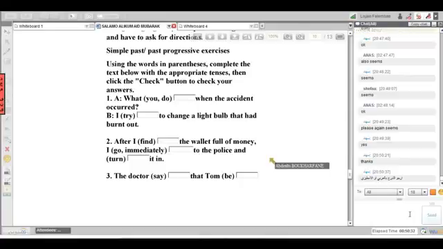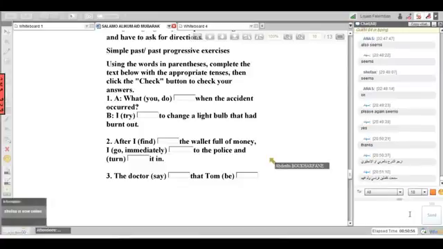So we shall go on. Now we shall deal with simple past and past continuous. This is an exercise for simple past and past continuous. Okay, so using the word in parentheses, complete the text below with the appropriate tenses. Then click, or forget about then click the check button to check your answers, because for you, you don't have the check button.